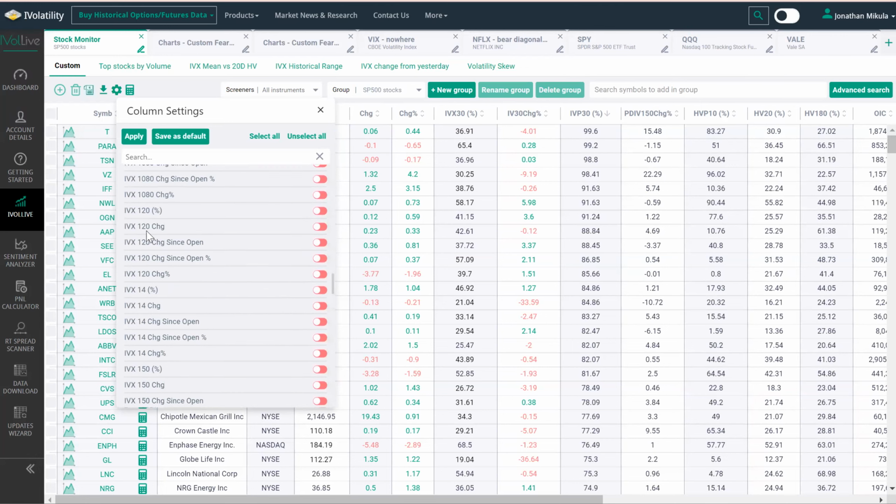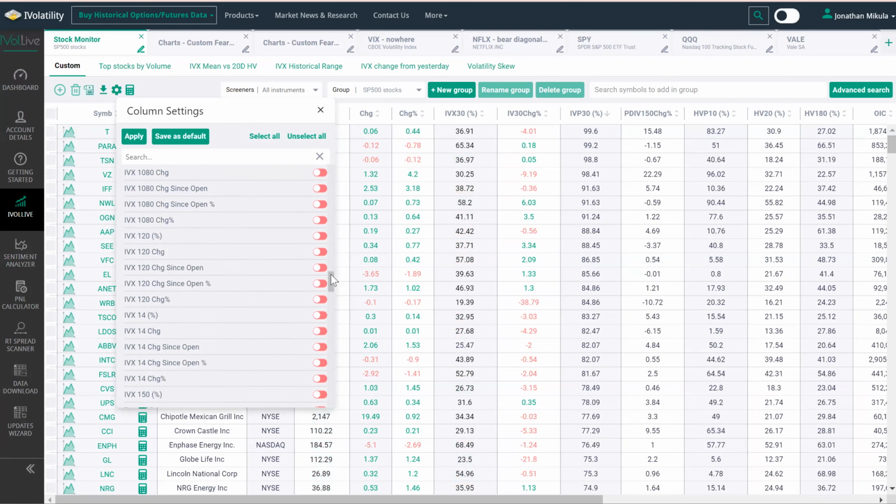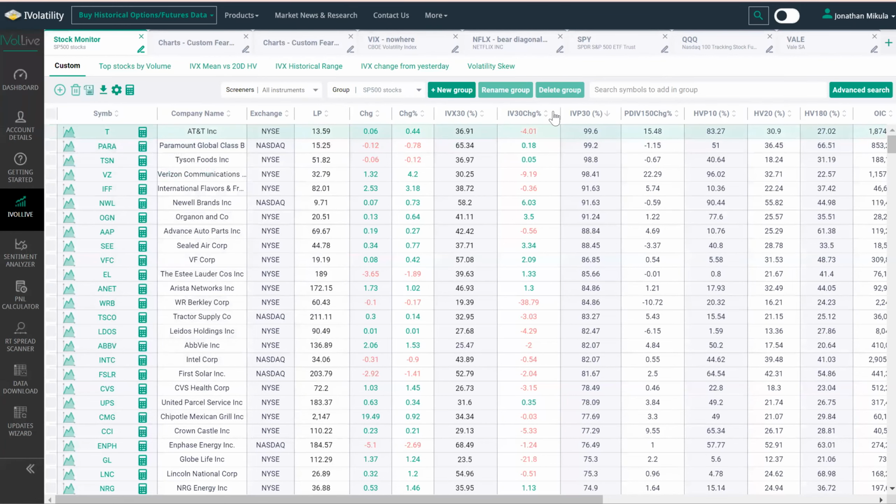Depending on if you're a short-term or a long-term trader, you can have an IVX of 1080 days, over 1,000 days, or you can have it as small as 14 or 7 days. If you like to monitor short-term moves and structure short-term trades, this is a really good tool. Depending on your trading style, you can have whatever you'd like displayed here in these columns.